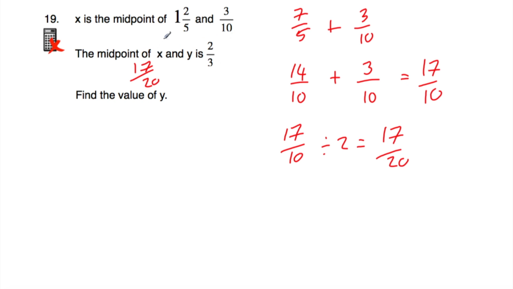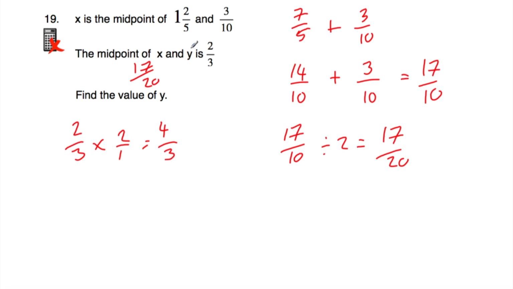Now we're told the midpoint of x and y is 2/3. So that means that if we add together x and y, and then we divide by 2, we get an answer of 2/3. So let's take the midpoint, which is the 2/3, and let's double it, and then take away x, and we'll be left with y. So let's take our 2/3, and let's multiply by 2. So that's going to be 2/3 times 2 over 1. 2 times 2 is 4, and 3 times 1 is equal to 3. So double this midpoint is 4/3.